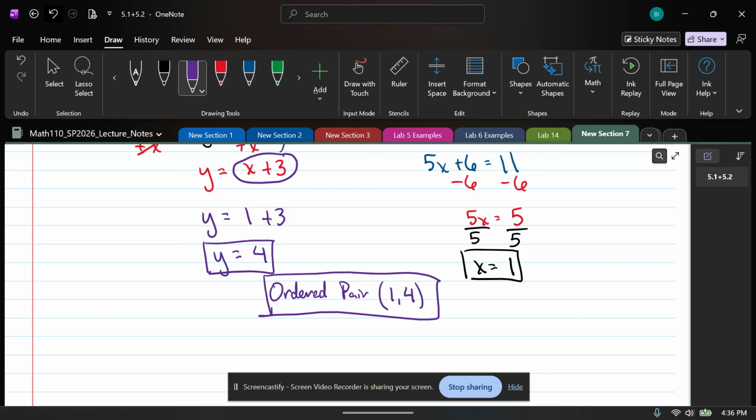If it uses different letters, if it uses A and B, it's always in alphabetical order. Whatever letters they use, it's always in alphabetical order for the ordered pair. So those two equations that we started with, if we graphed them, they would cross at the ordered pair 1, 4. So that'd be up in the first quadrant there. Okay. So substitution: getting one of the equations to have one letter by itself, then substituting that stuff back in the other equation.